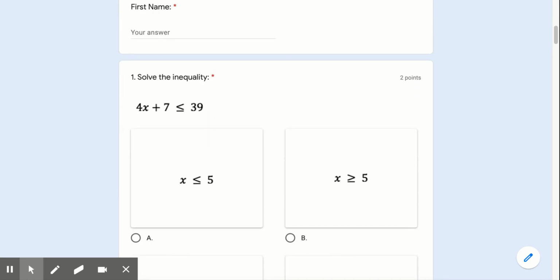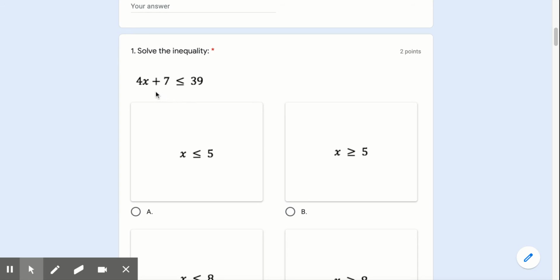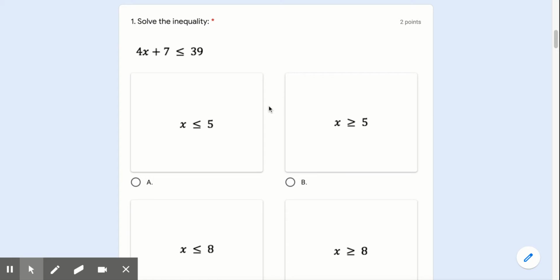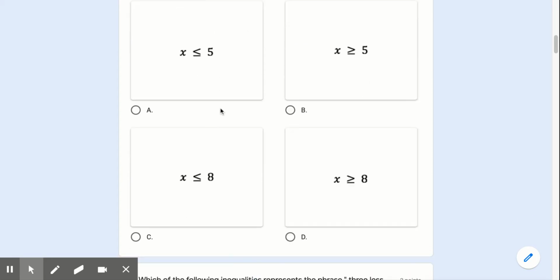Question number 1. To solve the inequality 4x plus 7 is less than or equal to 39. Remember, you have to get rid of the addition first. Whatever you do to one side, you have to do to the other. Bring your 4x down, is less than or equal to whatever it is, and then you'll be dividing. Make sure you use your scrap sheet of paper and your calculator.